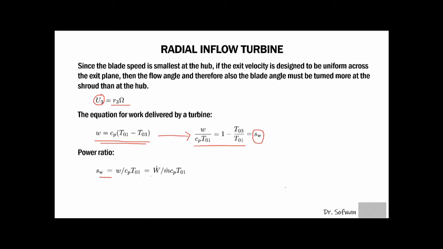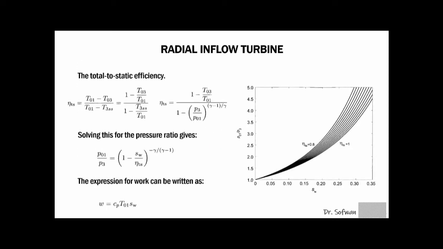Looking at the power ratio equation, if the exit kinetic energy is wasted, as is often the case in a radial inflow turbine, it is appropriate to use the total to static efficiency as the proper measure of efficiency. From this condition, we can calculate the total to static efficiency of the turbine using this equation: T01 minus T03 over T01 minus T3SS. Or we can rearrange this equation, which equals 1 minus T03 over T01 over 1 minus T3SS over T01.